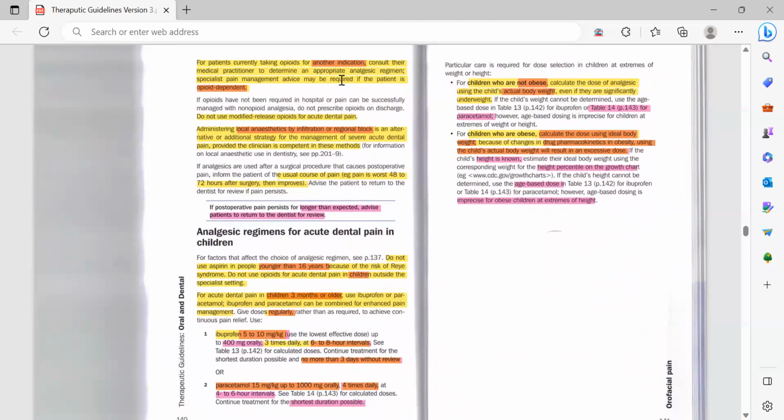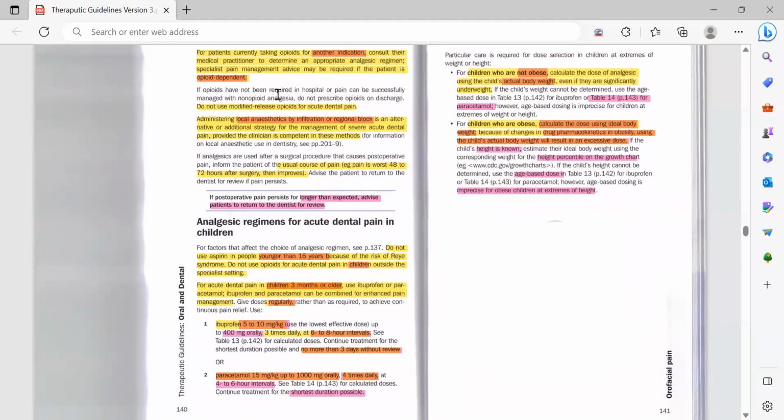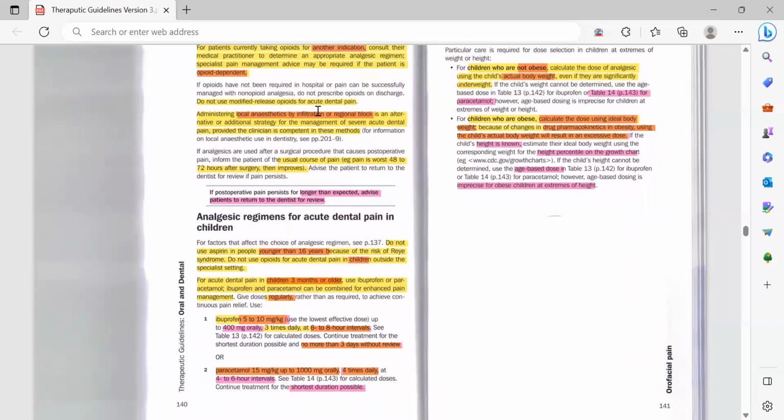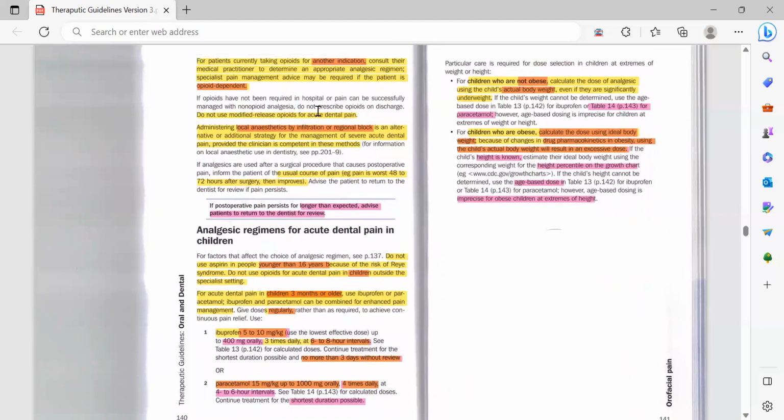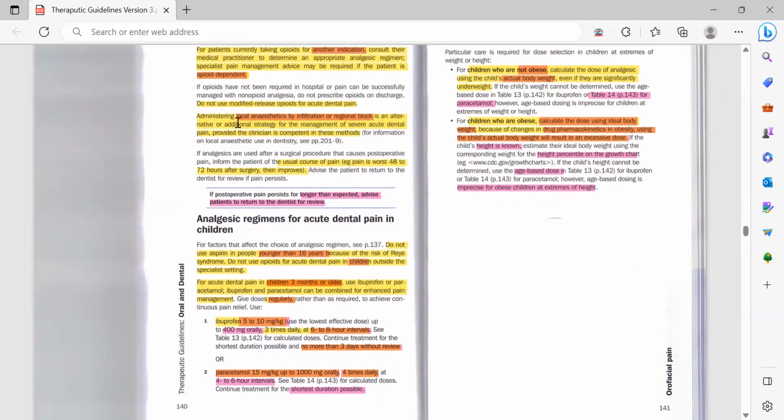Specialist pain management advice may be required if the patient is opioid dependent. If the opioid has not been required in hospital or pain can be successfully managed with non-opioid analgesia, do not prescribe opioid on discharge. Here, they are just trying to make you understand to avoid opioid as much as you can, because they do have very severe side effects for the patient, and according to the benefit harm profile, they do have more harms. Do not use modified release opiates for acute dental pain.